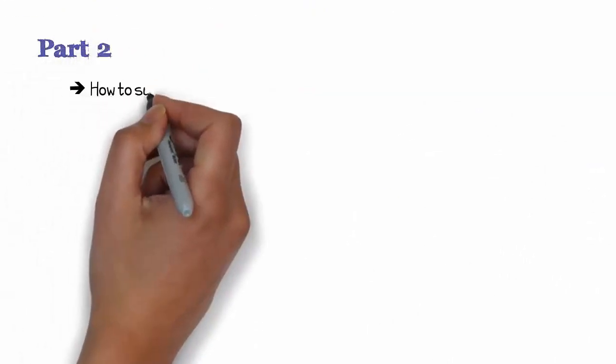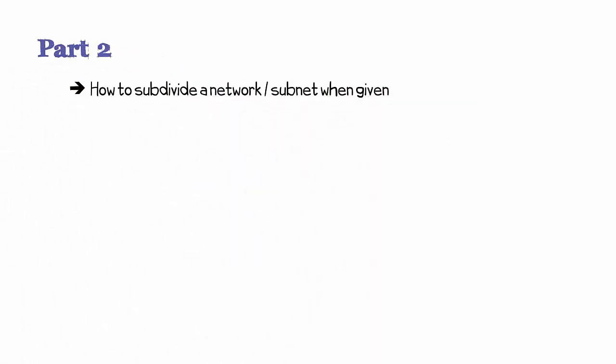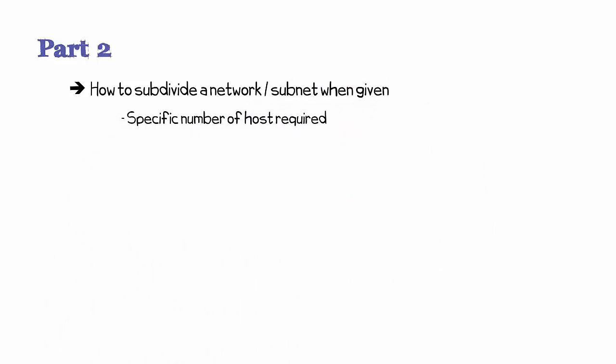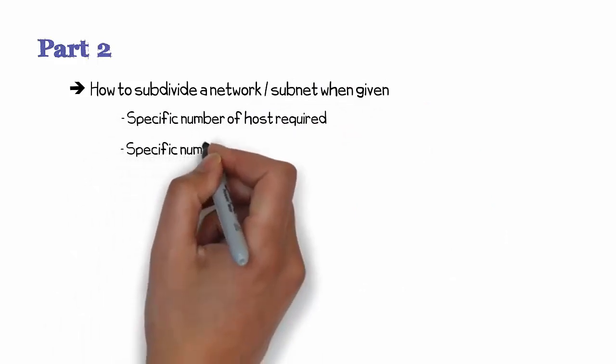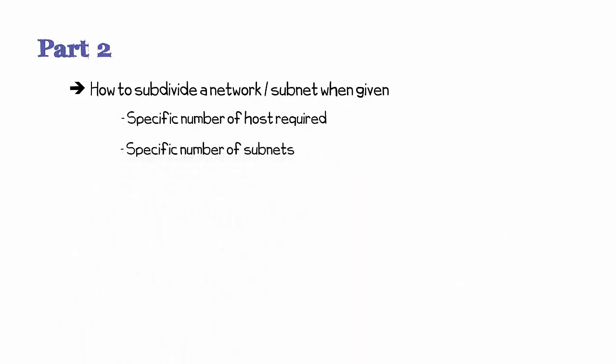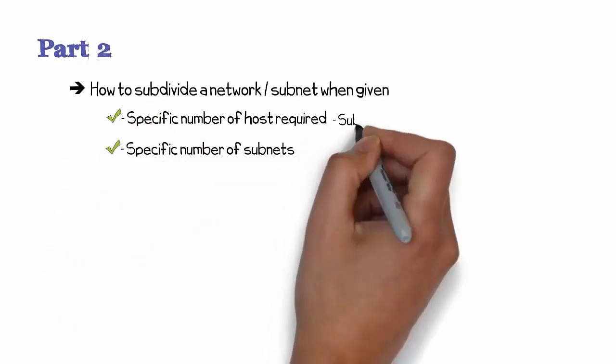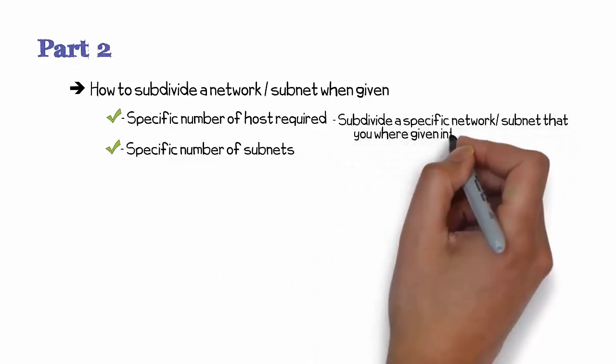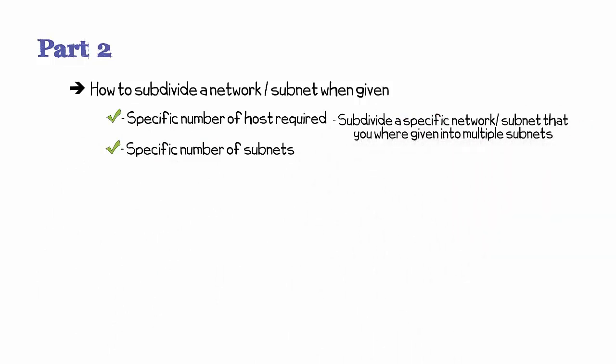In the second part of this section, we're going to look at how to subdivide a network or subnet when given a specific number of hosts that would be required on a subnet, or a specific number of subnets that are required. So there are two scenarios. When asked for a specific number of hosts on a subnet, you would have to subdivide a specific network or subnet that you were given into multiple subnets that can support that number of hosts. Or you may be required to subdivide a subnet into multiple subnets.